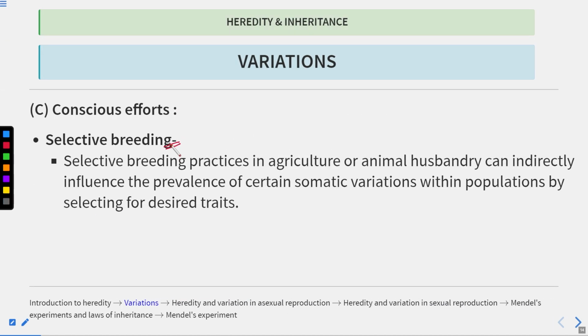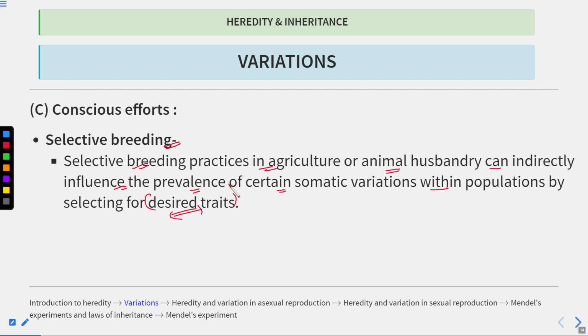Now, next one is selective breeding. Selective breeding, you can also call it artificial breeding. So here the selective breeding practices in agriculture or animal husbandry can indirectly influence the prevalence of certain somatic variations within the populations by selection of a desired trait. So what we do during animal husbandry, which is a kind of artificial or man-made breeding, is select certain traits.